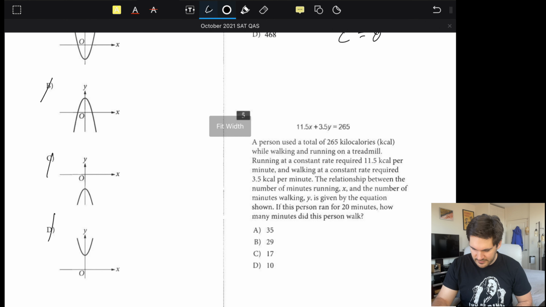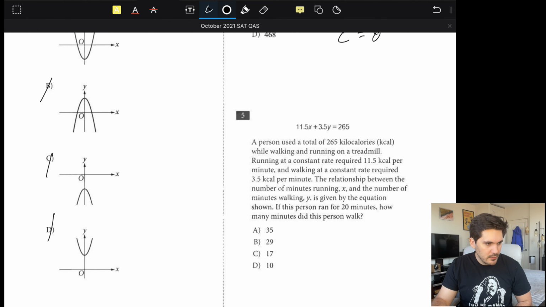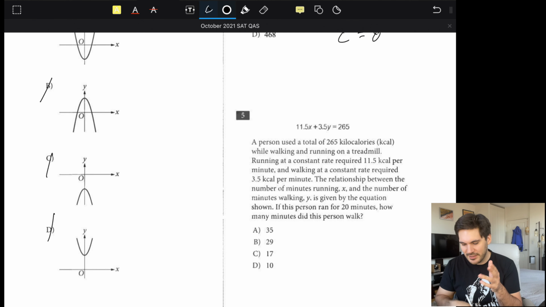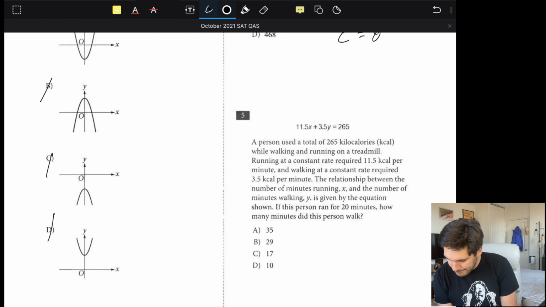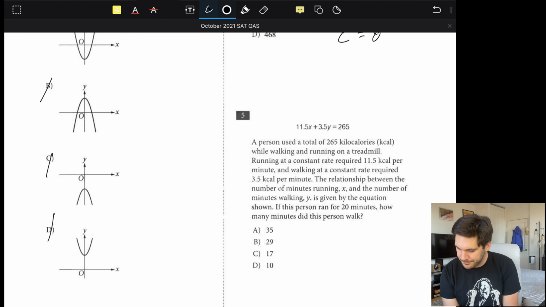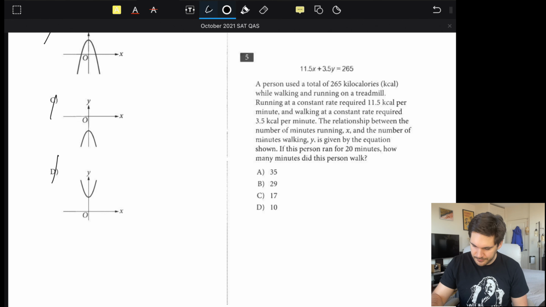Number 5. Let's see. We have an equation, 11.5x plus 3.5y equals 265. A person used a total of 265. I don't feel like reading all this. I'm just going to read it to myself, and you can read it. If this person ran for 20 minutes, how many minutes did this person walk? Okay, so just plug it in. The running was the 11.5x.